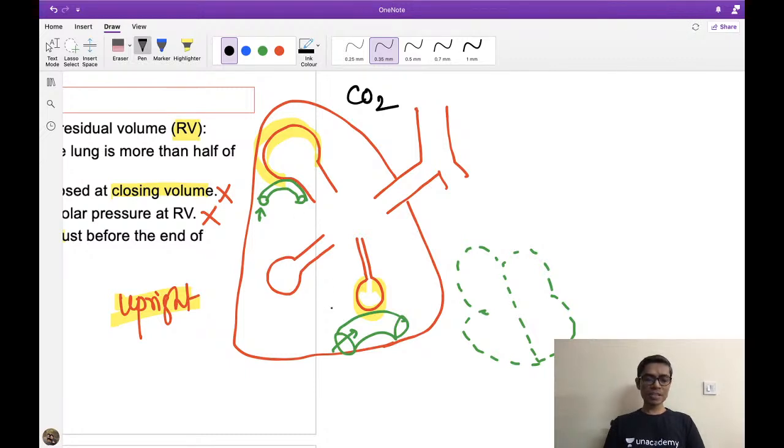Why am I discussing all of this? Because everything is linked. VQ ratio is more at the apex. So if you look at the apex, VQ ratio here is 3.3, and VQ ratio at the base is 0.6. So VQ ratio is always maximum at the apical region of alveoli. Now you tell me, carbon dioxide concentration or partial pressure is more in which region of alveoli?